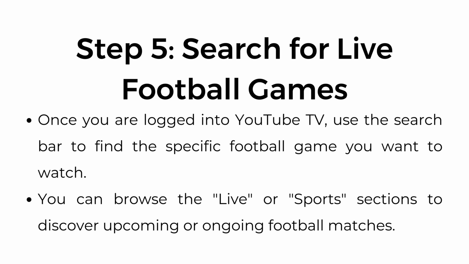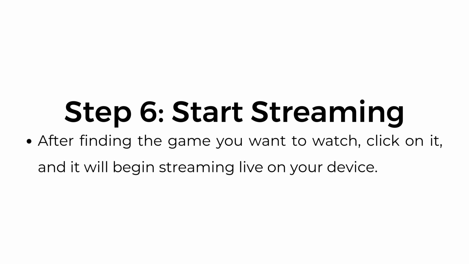Step number 5. Search for live football games. Once you're logged into YouTube TV, use the search bar to find a specific football game you want to watch. You can browse the live or sports sections to discover upcoming or ongoing football matches. Step number 6. Start streaming. After finding the game you want to watch, click on it and it will begin streaming live on your device.